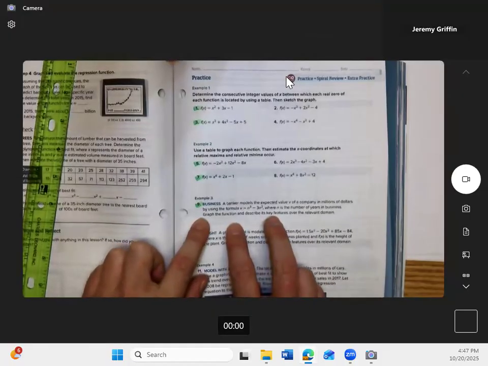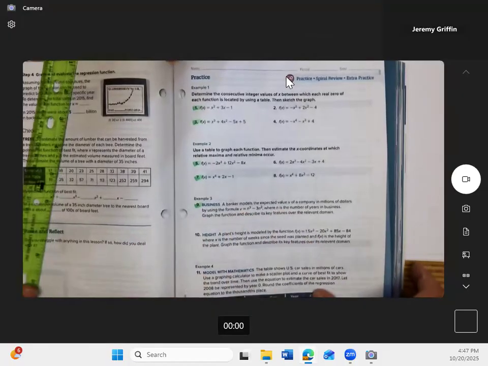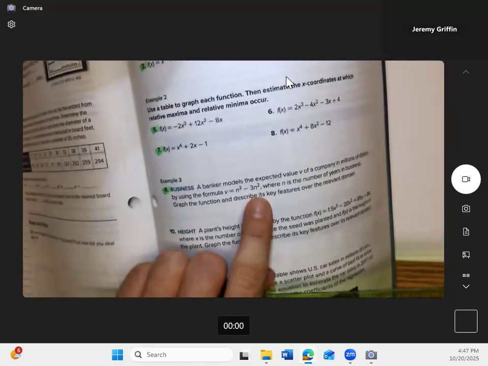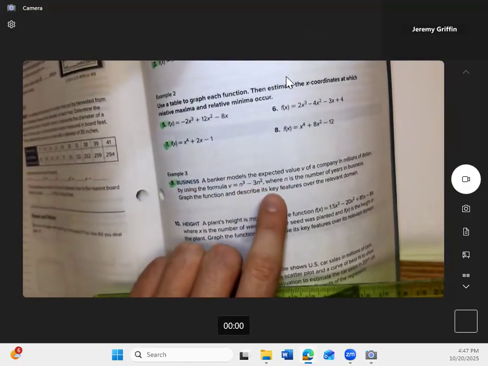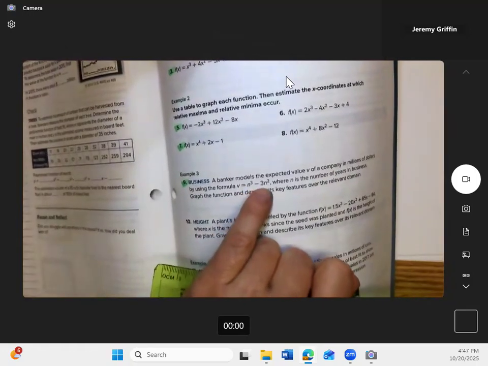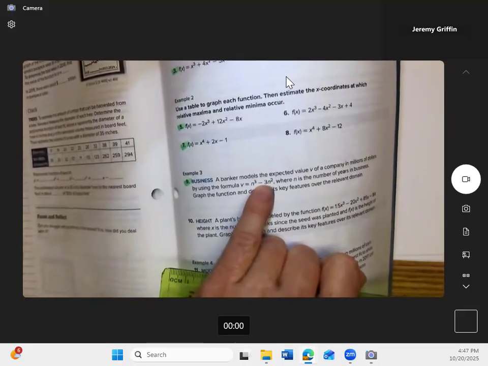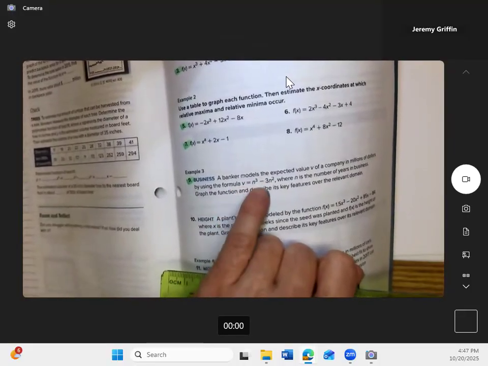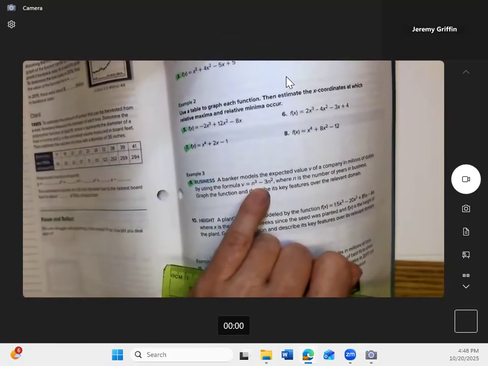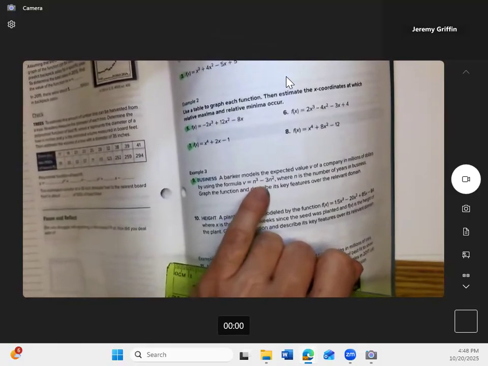Example 3, business. A banker models the expected value of the company in millions of dollars to be V equals n to the 3 minus 3 n squared, where n is the number of years in business. So if there are 0 years in business, we can definitely get that point, because if you plug in 0, you get 0. So 0 value during year 0. He opens his doors, it's worth nothing. Then we're going to roll forward the years. Year 1, year 2, year 3.